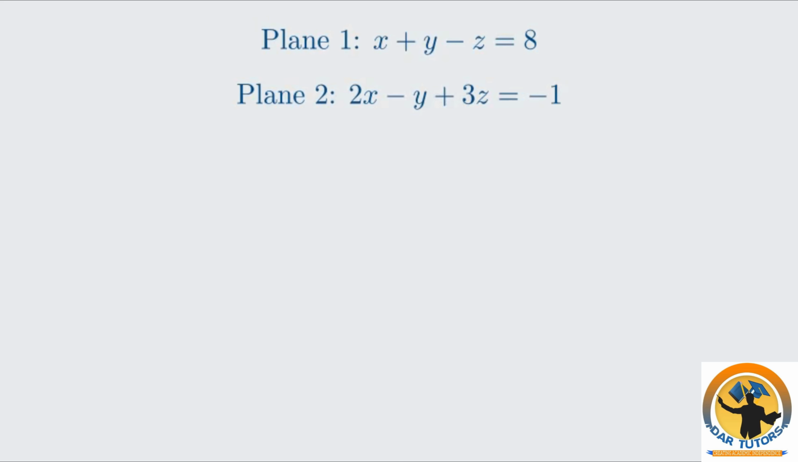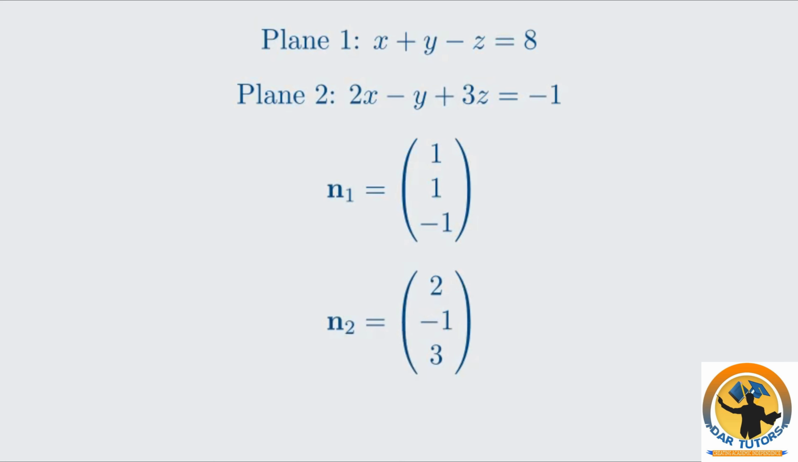Let's work through an example. We need to find the angle between the planes x + y - z = 8 and 2x - y + 3z = -1. First, we identify the normal vectors for each plane. For the first plane, the normal vector n1 is (1, 1, -1). For the second plane, the normal vector n2 is (2, -1, 3).